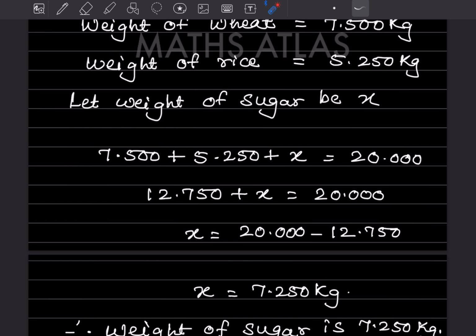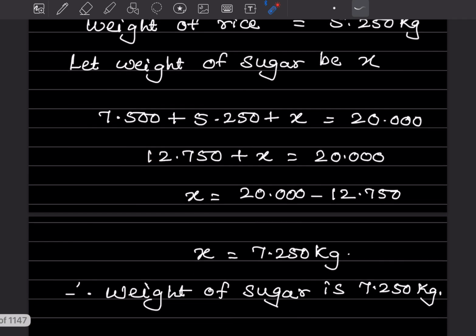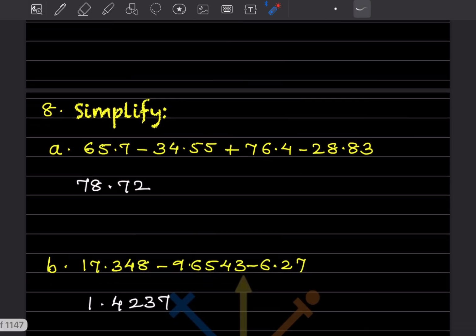So x is going to be 20.000 and this will be 12 point 750. See, the point should be one below the other. You are going to subtract it. So you get 7.250 kilograms. So we can say the weight of sugar is 7.250 kilograms. Now let us see how to solve this one.